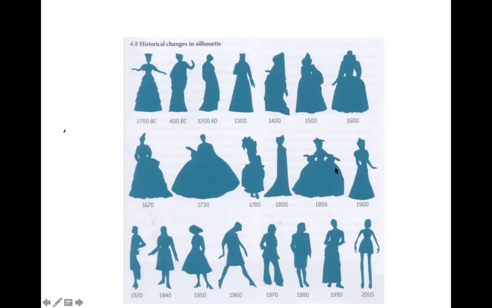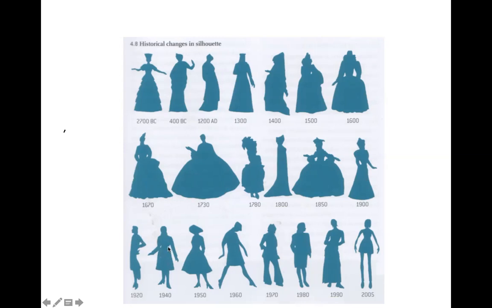Back into the 1850s, huge skirts again, lots of frilly sleeves. 1900, the end of the Victorian era, still a little bit of a bustle effect going on here and lots of leg of mutton sleeves or gigot sleeves, which we'll also talk about later on. 1920s, everybody knows the flapper dresses, little tubular dresses. We'll be talking about tubes in a minute.